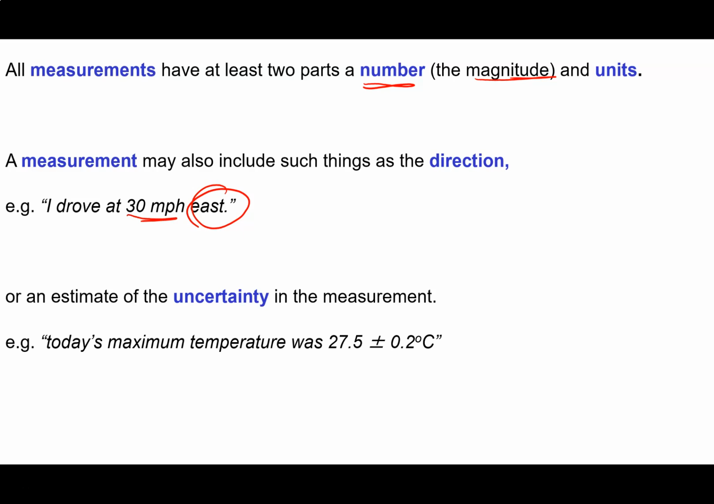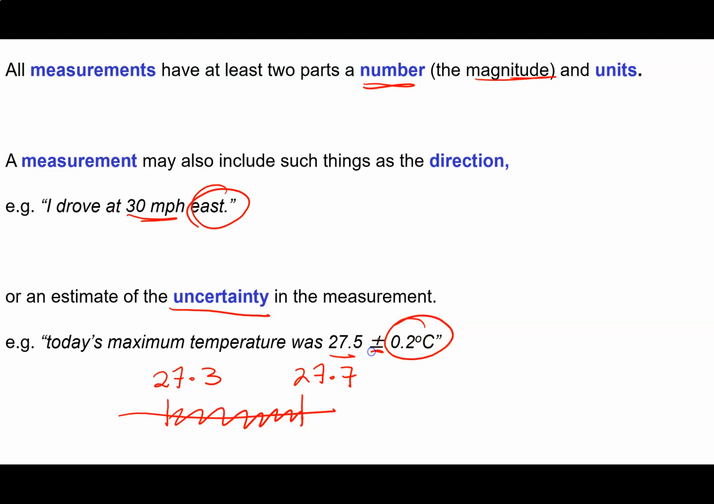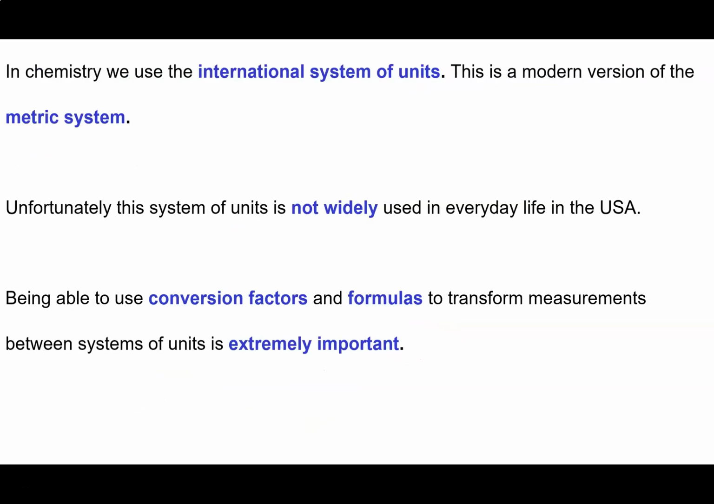Often we'll include some kind of measurement or an estimate of the uncertainty in our measurement. So if I write something like today's maximum temperature was 27.5 plus or minus 0.2 degrees Celsius, what I'm really saying is that the daily maximum temperature was somewhere between 27.3 and 27.7 degrees Celsius. So somewhere in there was the true maximum temperature for that particular day. Okay, so this number here indicated by the plus or minus notation is the uncertainty.